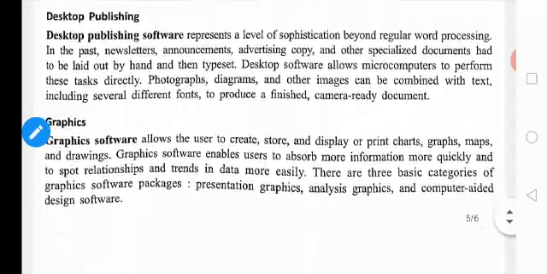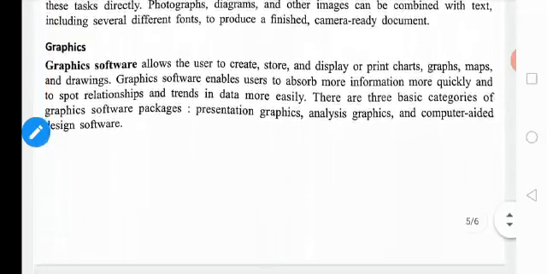So you can see in a newspaper how the newspaper looks. The content will be there, and near to that a related image will be there, isn't it? This is possible by the use of desktop publishing.